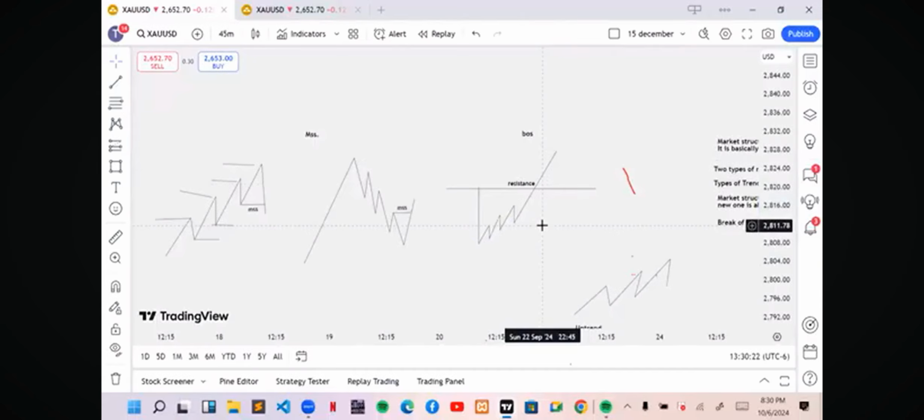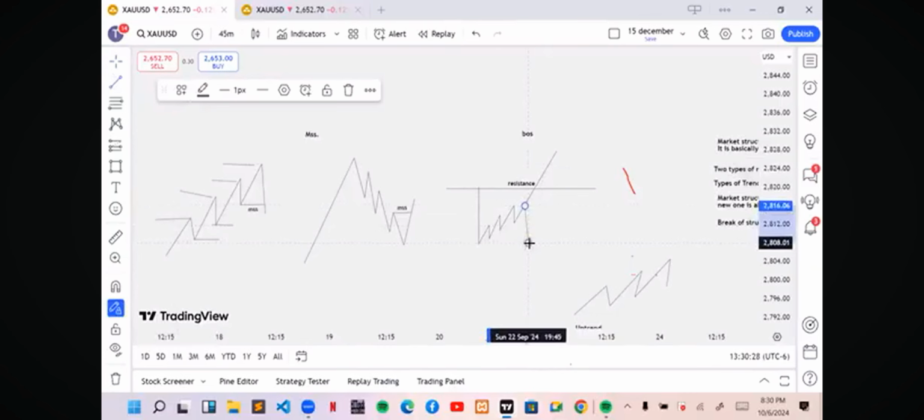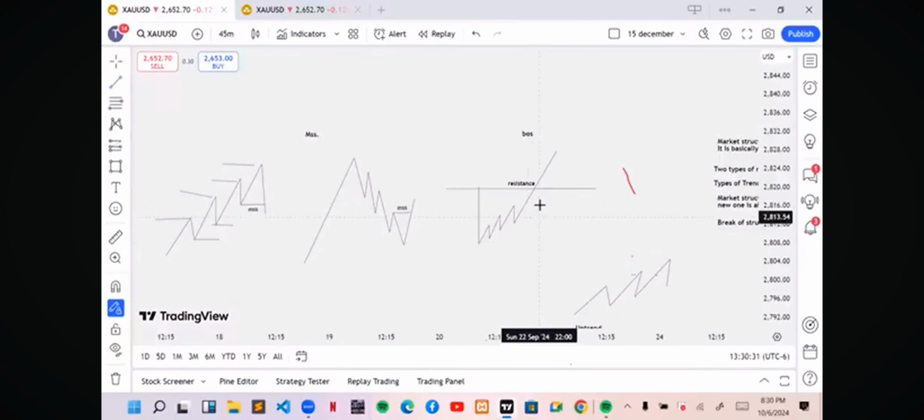If it was to be a market structure shift, the market would not break to the upside, it would simply break down, changing direction to the downside. But in a break of structure, it will still break towards the direction that the market was trending in before. That is the difference between a market structure shift and a break of structure. In a market structure shift, it changes direction to the opposite side. In a break of structure, it still maintains its current direction, but it breaks a key level in the market.